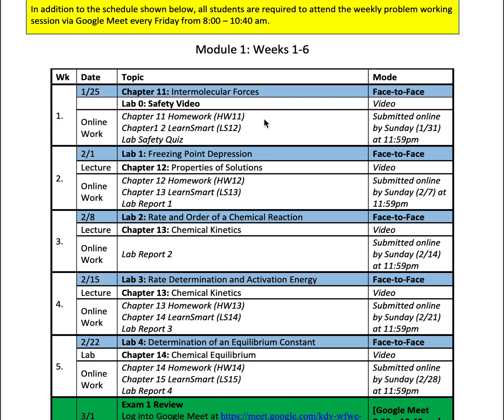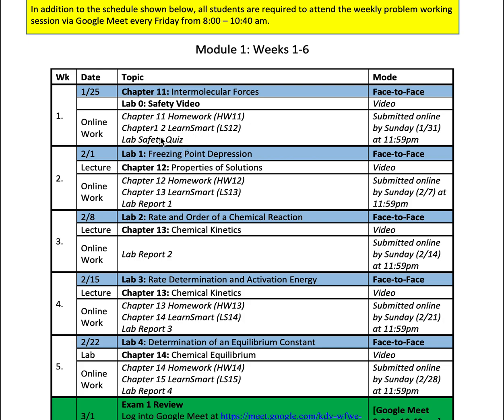Okay, and you can see here that for every week there's going to be a homework assignment for the chapter that you're covering that week, and then a Learn Smart assignment that is going to cover the chapter that you're looking at next week. So it's kind of a preparation there.